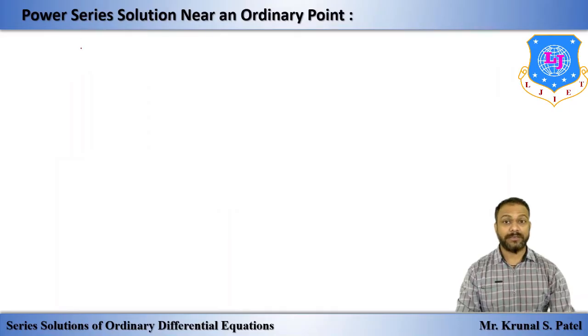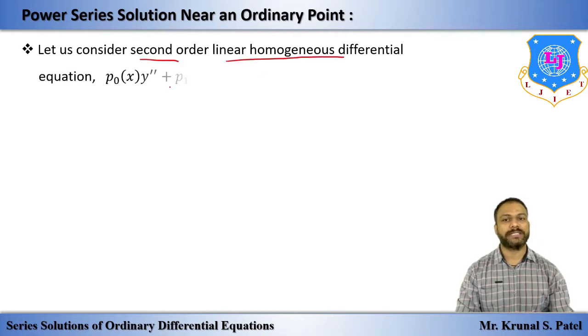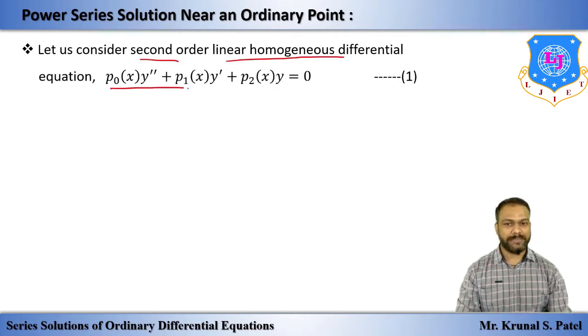Let's understand with some steps that you have to remember, and using those steps you have to solve the example. Let us consider a second order linear homogeneous differential equation: p0 of x y double dash plus p1 of x y dash plus p2 of x y is equal to 0. Say equation number 1. This kind of equation is given.